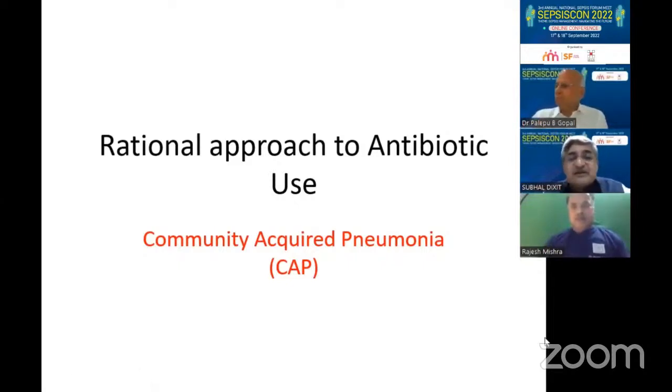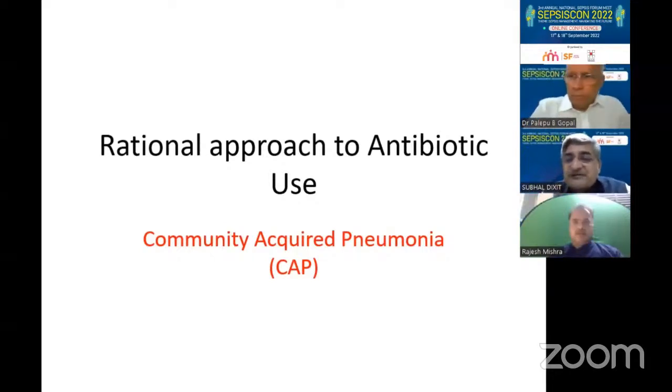So we'll be discussing the rational use of antibiotics, and for this session, it is very important for us how antibiotics should be used very rationally, and that is the most important part, because we've seen that antibiotics have been used left, right, and center, and that predisposes to development of resistance and the development of resistant bugs.